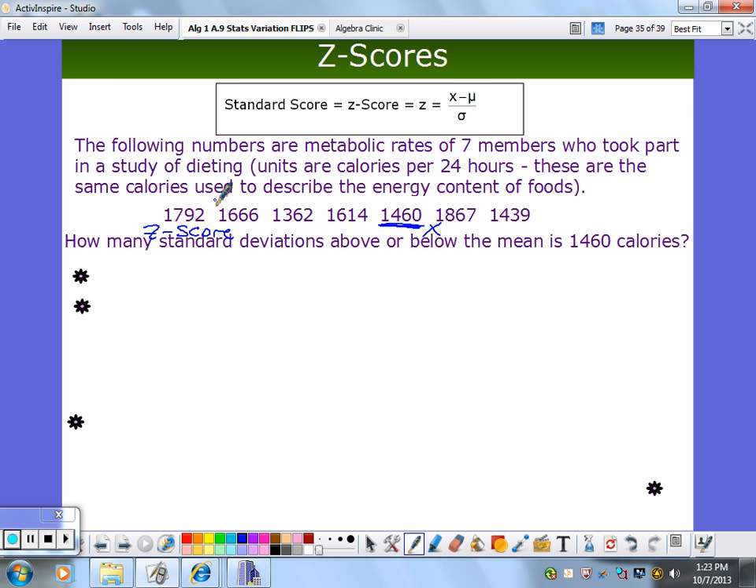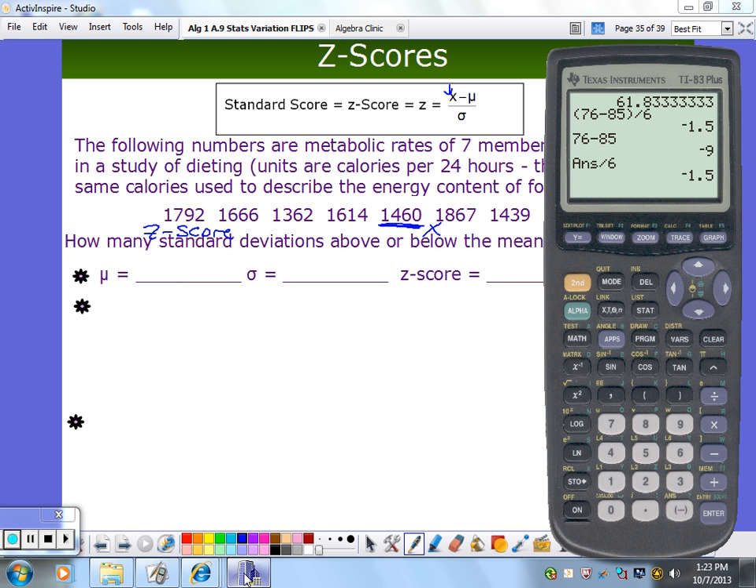So to find z-score, remember my formula. The x they're giving us, that's 1460. Well, what else do I need? The mean and standard deviation. Now, how do I go about finding that? Do we want to spend a long time squaring things? No. You go right to your calculator. I don't want you spending 10 years trying to find the standard deviation. Put all the numbers in the calculator. And this should be on your paper, so you can do this too.